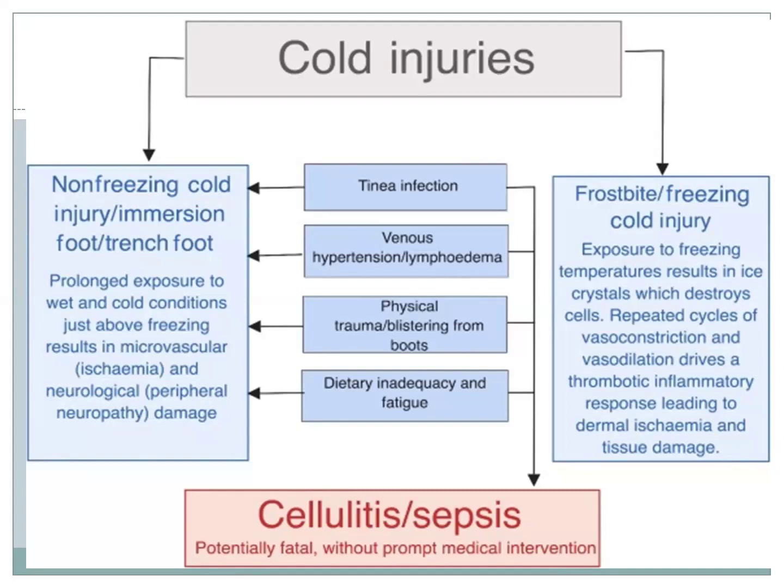So frostbite is exposure to freezing temperature, which results in ice crystals which destroy cells. Repeated cycles of vasoconstriction and vasodilation drive the thrombotic inflammatory response, leading to dermal ischemia and tissue damage. So in frostbite, the tissue is permanently damaged, and amputation has to be done to prevent further infection. So this is a very debilitating condition and psychologically also very stressful.